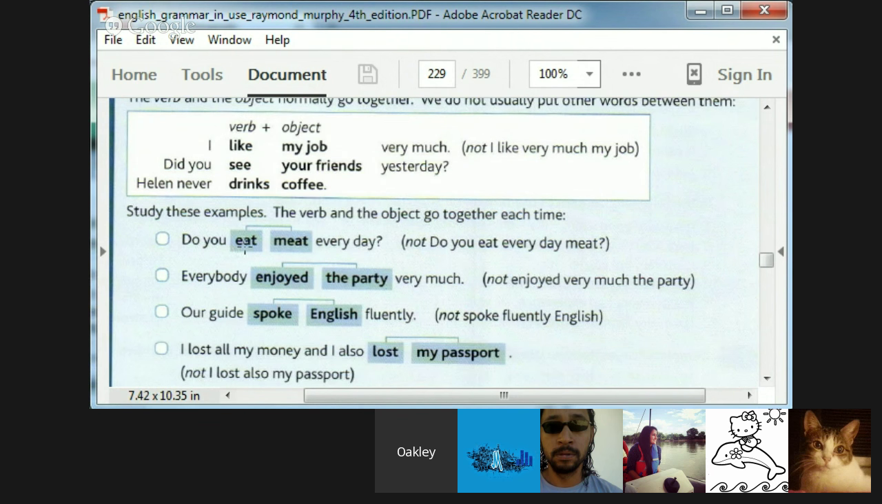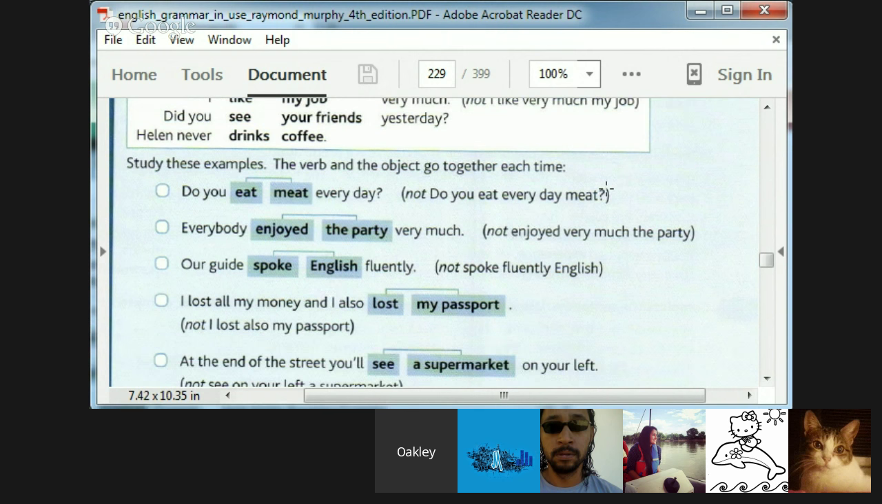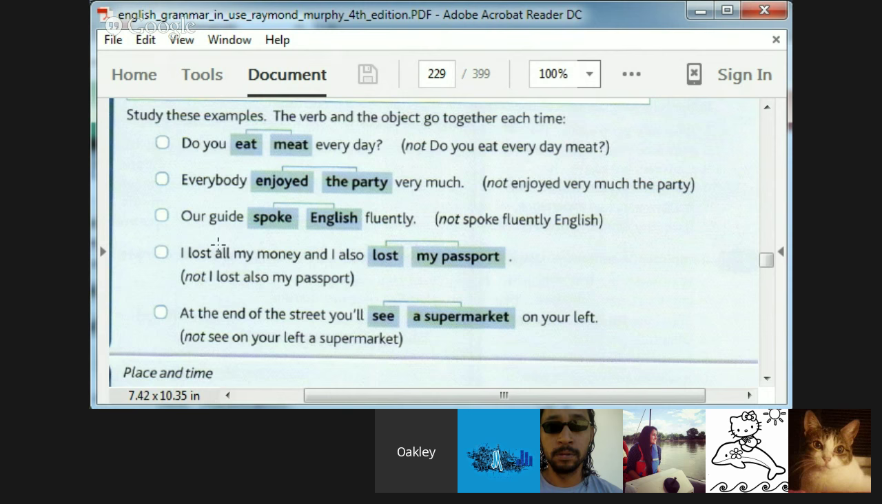Okay, more examples. "Do you eat meat every day?" "Do you eat everyday meat?" Doesn't really make sense. Although I hear this, and especially this kind of phrase: "Everybody enjoyed the party very much." I've definitely heard language learners saying "Everyone enjoyed very much the party." Doesn't really work. Okay. "Our guide spoke English fluently."